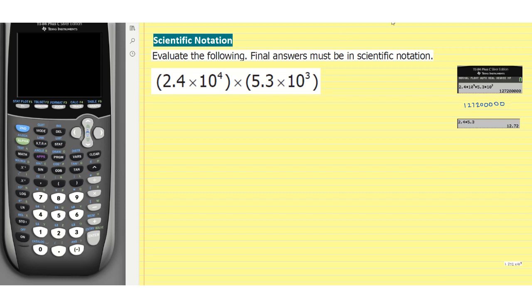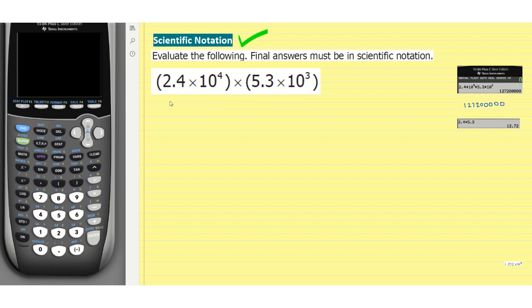Hello, this is Charlene. We are going to work on a scientific notation problem today. We're going to evaluate this expression right here, and this is actually two expressions. They are being multiplied, so we're going to see how to multiply these. They both are in terms of scientific notation.